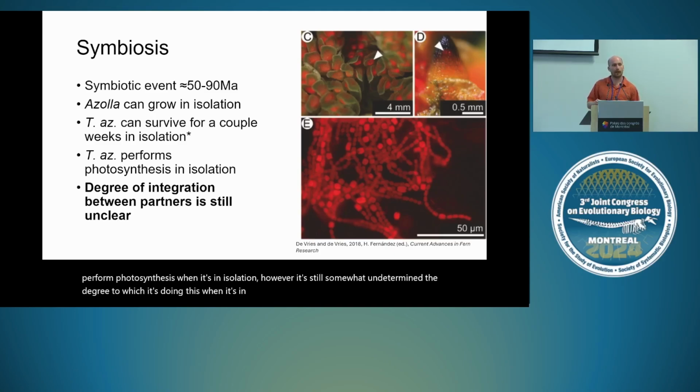And along with that, a lot of things about what's happening when the symbiosis is intact aren't really clear. Are they both fixing carbon? The plant certainly is, but is the symbiont? Are they exchanging carbon? Are they exchanging anything else? So basically, the degree of integration between the partners is still unclear.